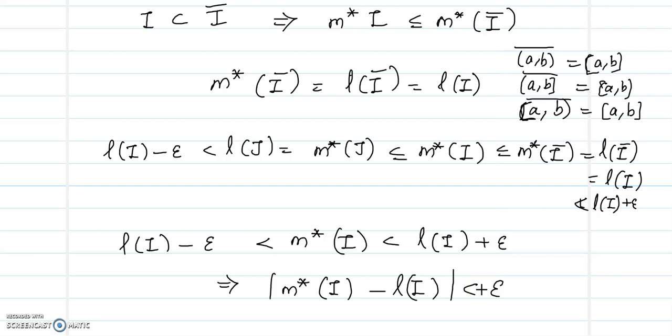Now the choice of epsilon can be made as small as possible. So that means this difference can be any small positive number. So this happens only with this positive number less than epsilon. So that can happen only if m star of I minus L of I is equal to 0. So that would give m star of I is equal to L of I. So that gives the required result.